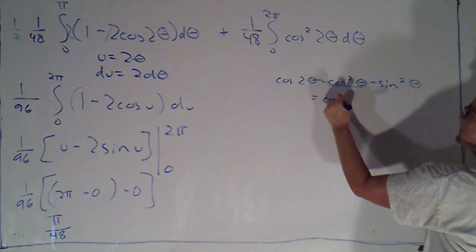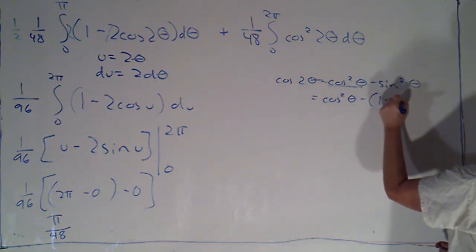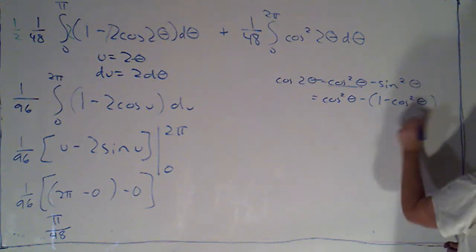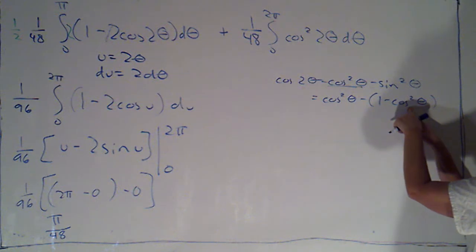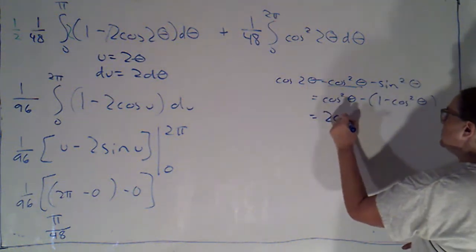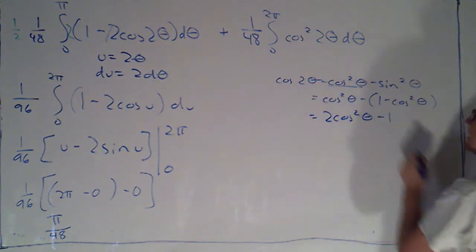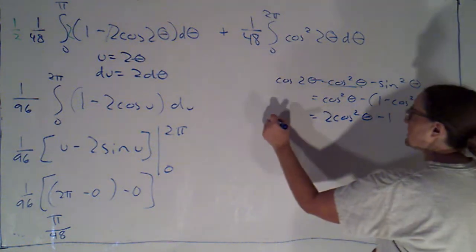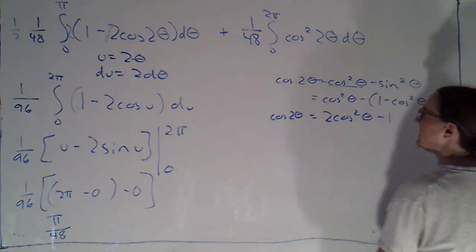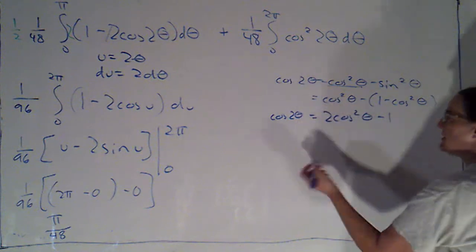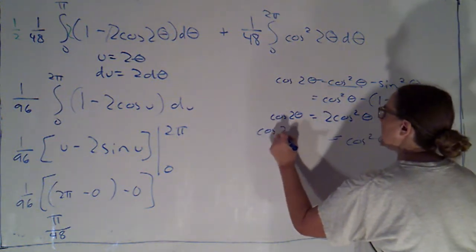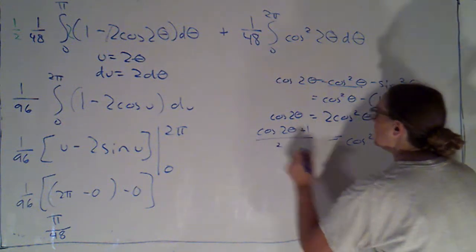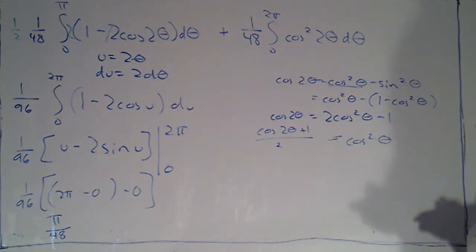So I'll say this is cosine squared theta minus 1 minus cosine squared theta. If I distribute the negative, that makes this a plus cosine squared theta. So I get 2 cosine squared theta minus 1. That was still equal to cosine 2 theta. So I'm going to add over the 1 and divide by 2. So cosine squared theta is cosine 2 theta plus 1 all over 2.